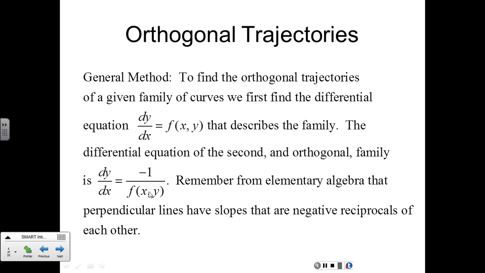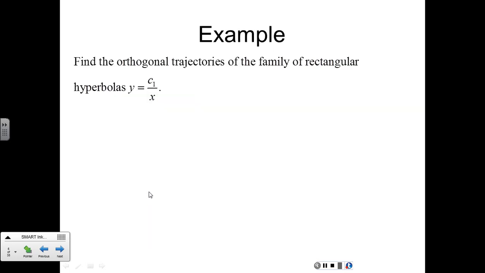Let's do an easy problem here. I want the orthogonal trajectories for the family of curves given by these hyperbolas. Does anybody remember what the line y equals 1 over x looks like when you graph it? Remember that from pre-cal days?